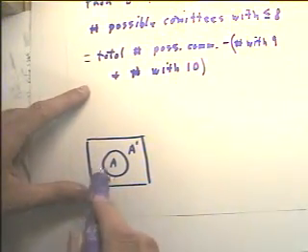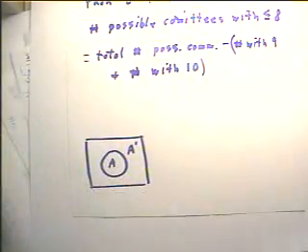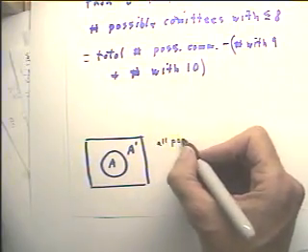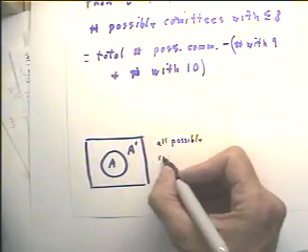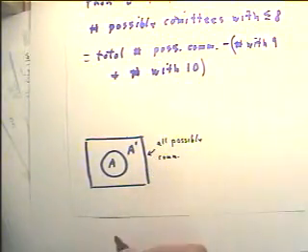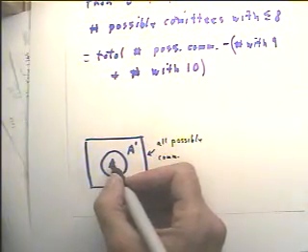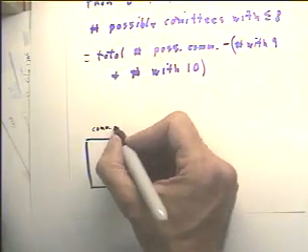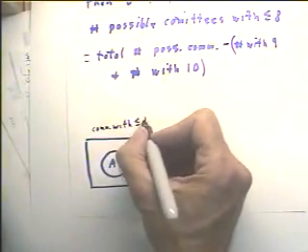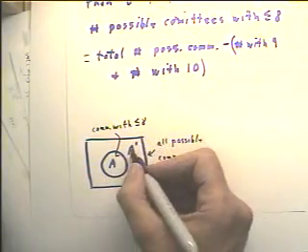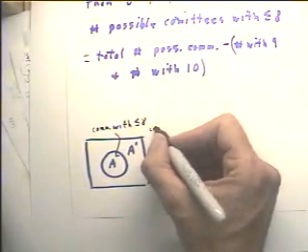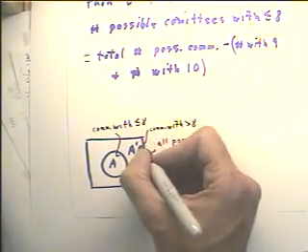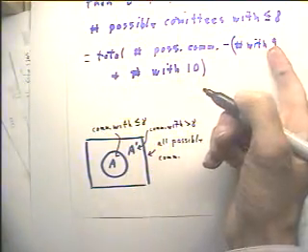Here's a picture. If the box represents the set of all possible committees, and if A represents the number of committees with less than or equal to 8 members, then A prime represents the committees with more than 8 members, which is the number of committees with either 9 members or 10 members.